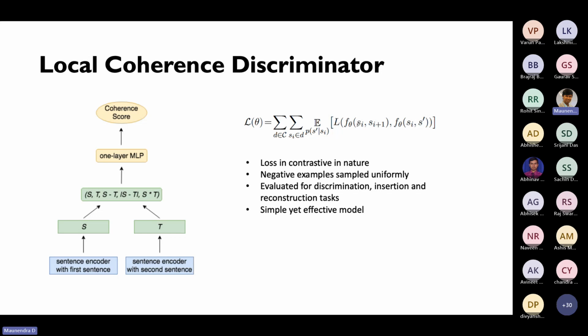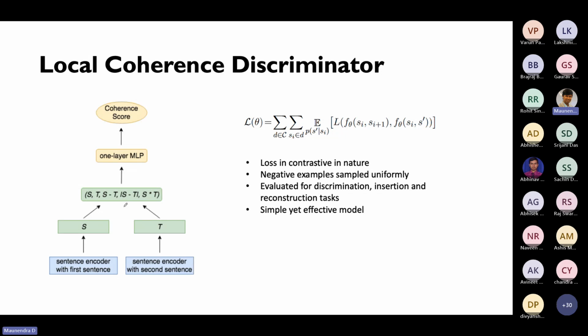And we define a loss function over this. For a positive example, we expect the value to be higher, and for a negative example, the value should be lower. So accordingly, a loss function can be defined, and then you sum it over all sentences from the document and all documents. This loss is contrastive in nature because we want a higher score here and a lower score here. Negative examples can be sampled uniformly. If you have that, then it is simple to train this network. So that is one way of identifying local coherence.